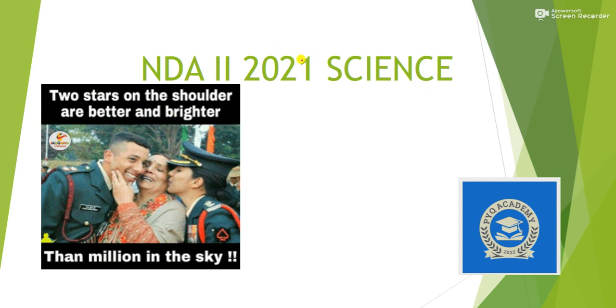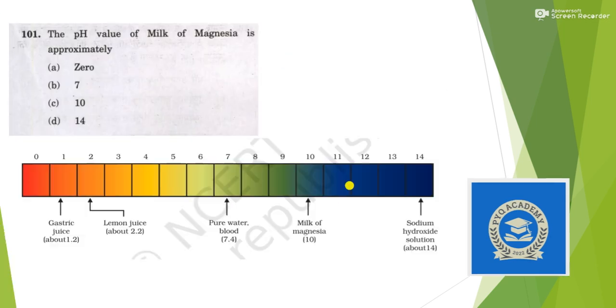So before starting the video, let's see our today's motivational quote. Two stars on the shoulder are better and brighter than a million in the sky. This is a picture of POP. Here you can see there are two stars. So a soldier joins as an officer in the rank of lieutenant. So if you want to join as a lieutenant in the Indian Army, start from today.